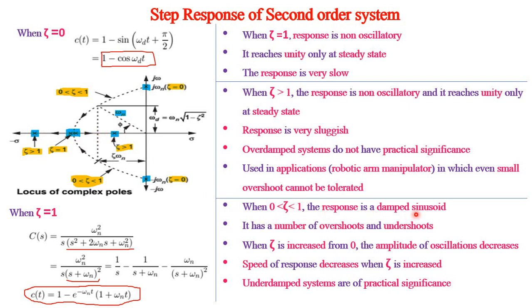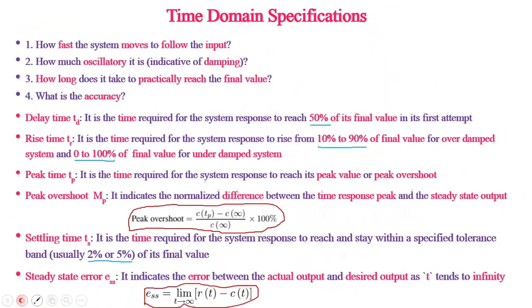So this we have already seen, this is a damped sinusoid for an underdamped system. So it has got overshoots and undershoots. When the damping ratio is increased, anyway, this we can understand even in the next slide. So, time domain specifications. We will see the impact of the damping ratio and the impact of omega n based on the time domain specifications.